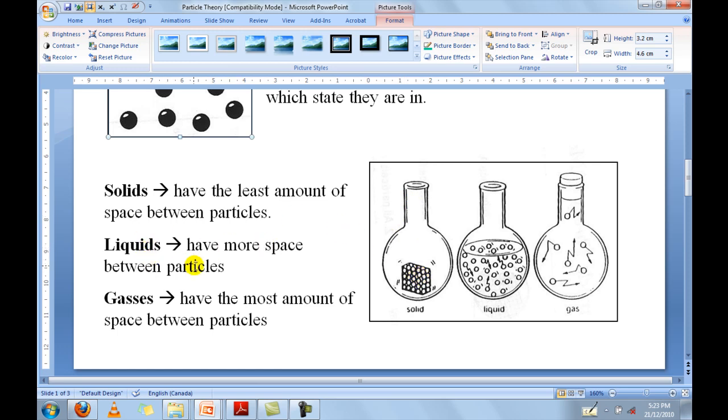Liquids have more space between particles, so if you put your hand through water, you still feel some resistance, but it's much easier to put your hand through water than it is through ice. Finally, gases have the most amount of space between the particles, so it's very, very easy for you to slip your hand between steam, for instance.